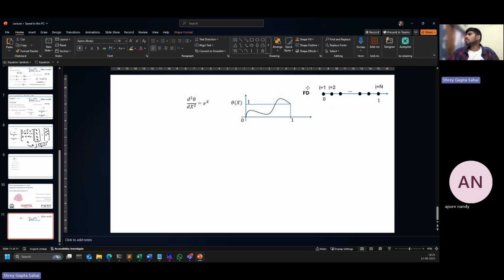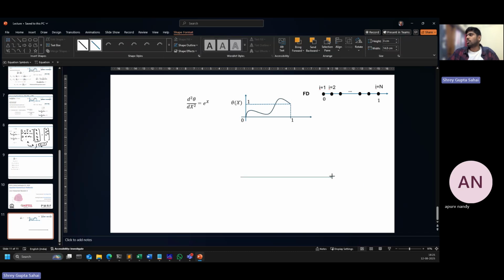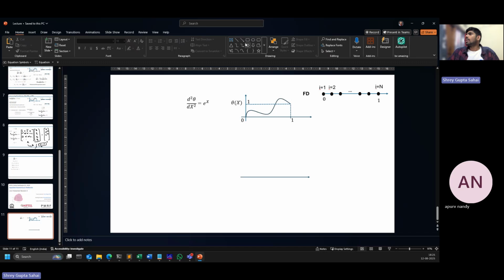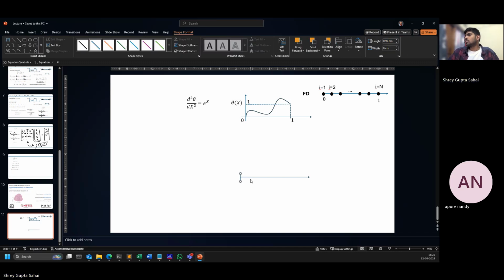But in a finite volume scheme, the thing is a little different. The volume is broken, or the space is broken into small volumes or small subsections. And how that happens is you break them into volumes. Okay, so what do I mean?